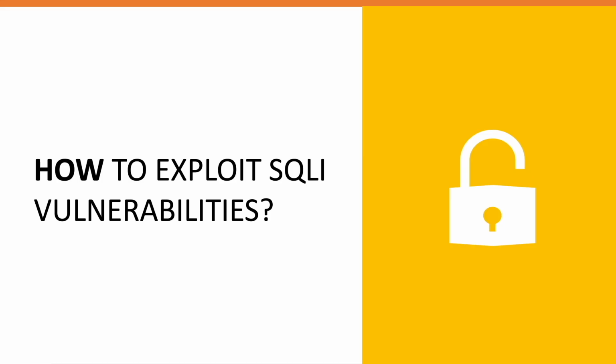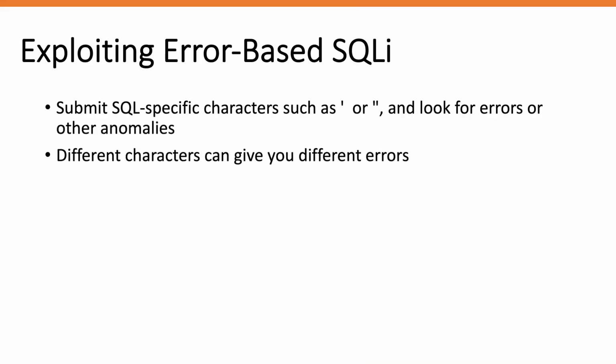We've so far talked about five different types: error-based SQL injection, union-based SQL injection, Boolean-based blind SQL injection, time-based blind SQL injection, and out-of-band SQL injection. So in this section, we'll talk about how to exploit each one of these vulnerabilities. And we'll start off with error-based SQL injection.